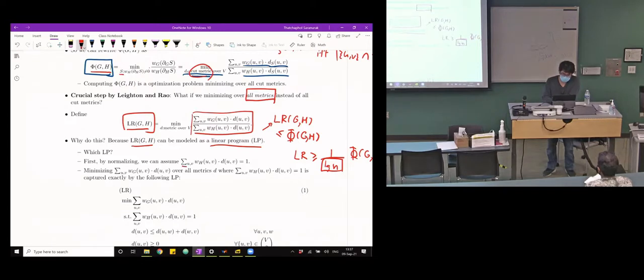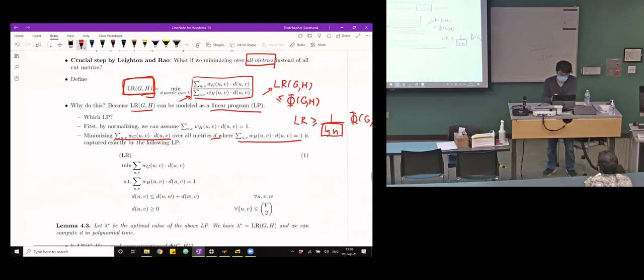So let's say that we just assume first that the thing in the denominator is always 1. This we can always assume, right? And then it means that the problem here to compute LRGH is just to minimize the thing in the numerator over all metric D, and we have this constraint. But this is exactly what it means to optimize over all metric.